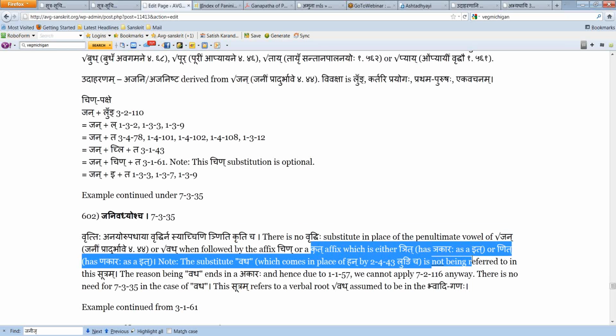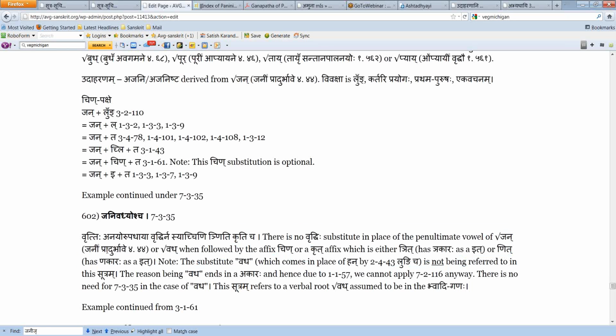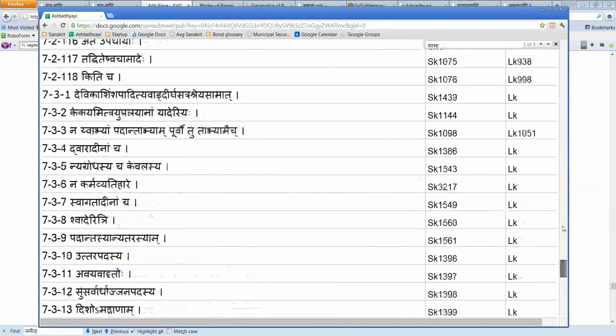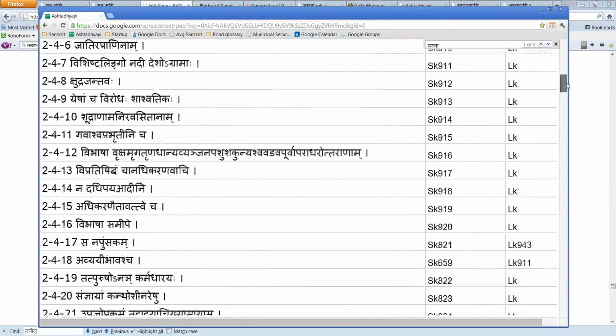Now the question came: jan is straightforward, jani pradurbhave. But which dhatu vad is being referred to in the sutram by Panini? Is it the vad adeshaha that comes by 2443 in place of han? Could it be that one? That's the vad which we know.